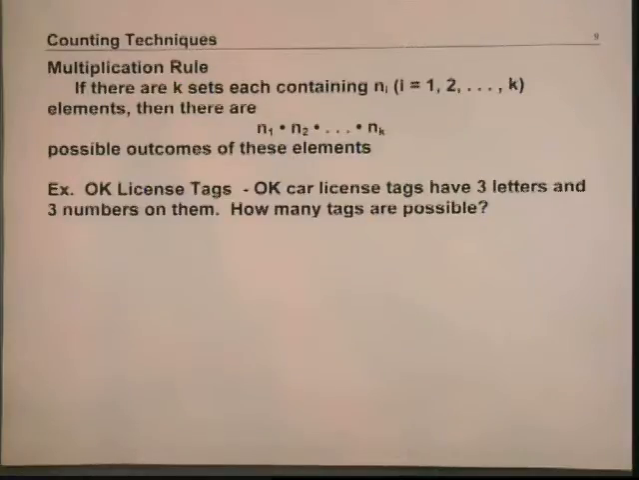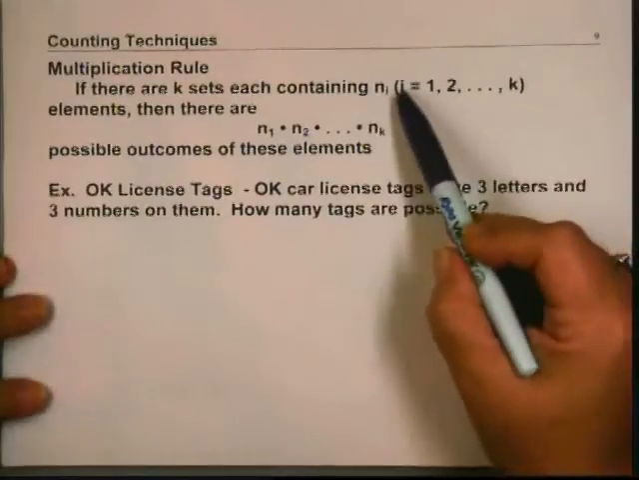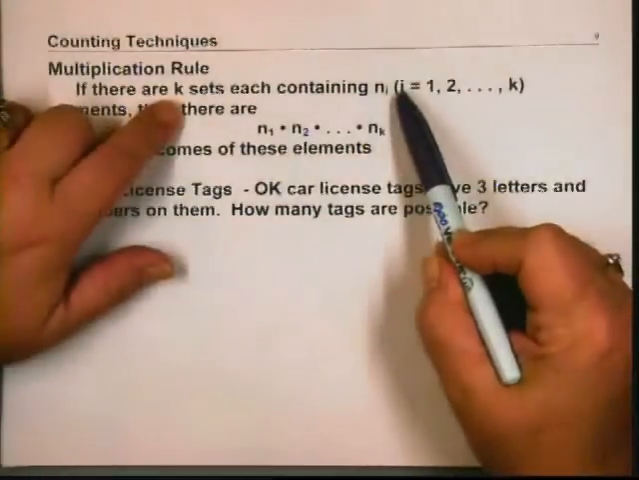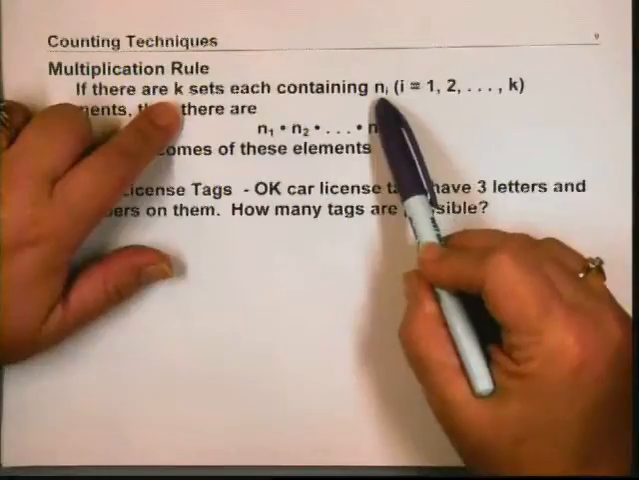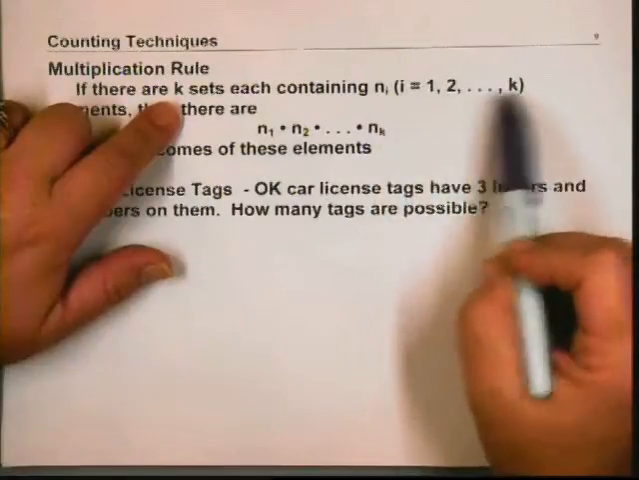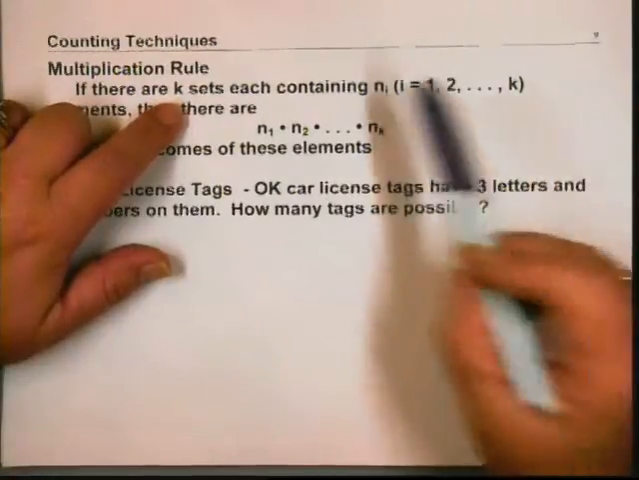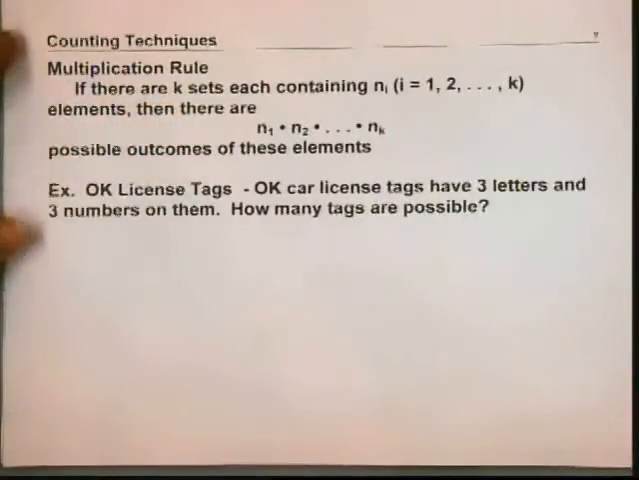Okay, so we first define a multiplication rule. If there are k sets, each containing n_i elements, then there are the product of n_1, n_2, up through n_k possible outcomes of these elements. So n sub i ranges from 1 up to k, and each of the k sets has n_i possible elements.